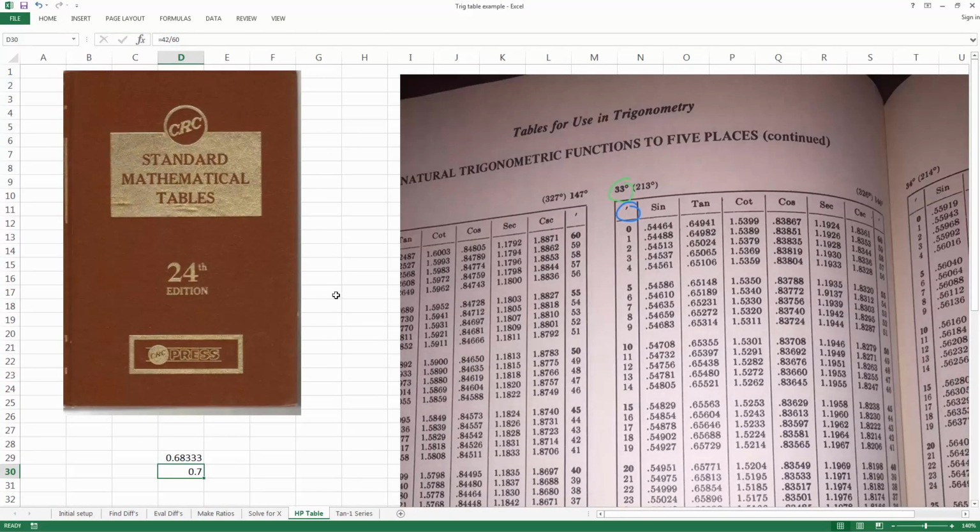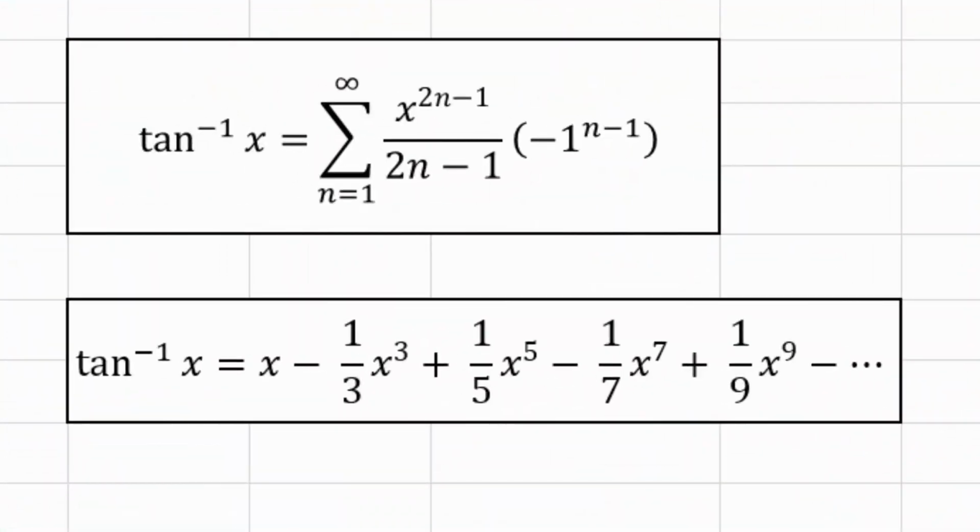Okay, so now the next question is, where did these numbers actually come from? Who set this table up? And how can I set up my own table? Well, if you really are that ambitious, you can take each one of these values and go here to the series definition or calculation of the inverse tangent. Now, this looks really, really annoying here, but it really boils down to this.